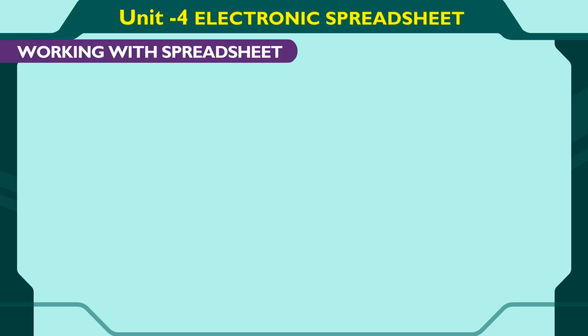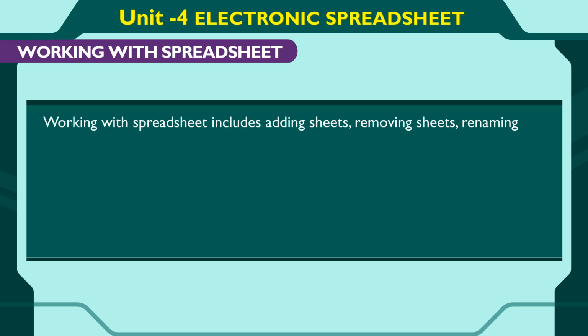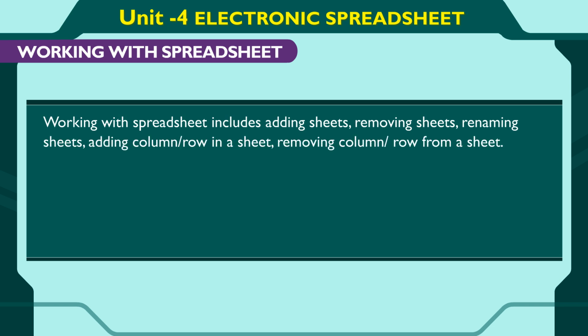Working with Spreadsheet. Working with Spreadsheet includes adding sheets, removing sheets, renaming sheets, adding column or row in a sheet, removing column or row from a sheet. Let us perform all these tasks one by one.